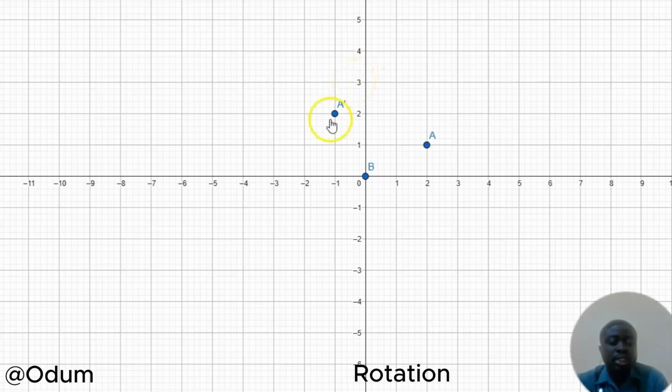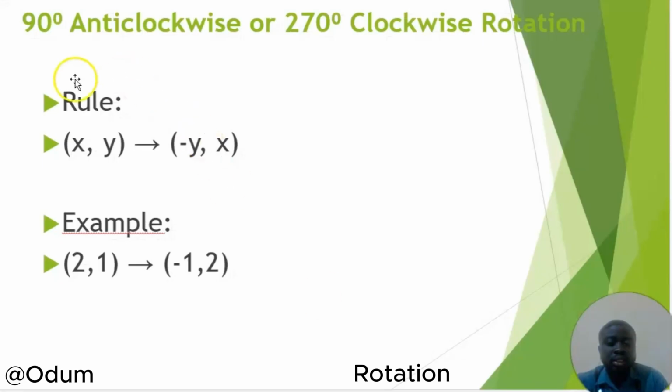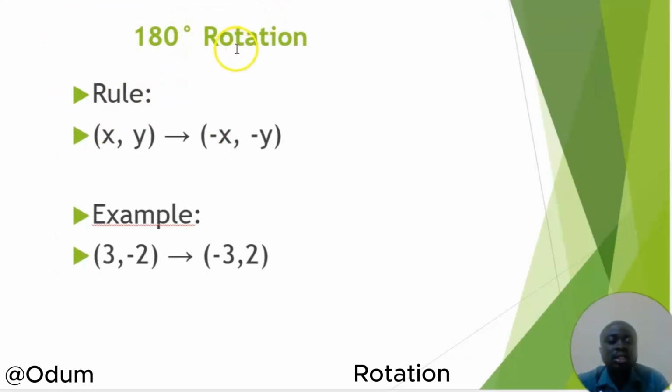Now, let's check the other rotations. We have done 90 anti-clockwise. The last one is 180 degrees rotation. For 180 degrees, you have X and you have Y. For that one, we won't interchange anything. We only negate the X and negate the Y. So when you have 3, minus 2, we negate everything.